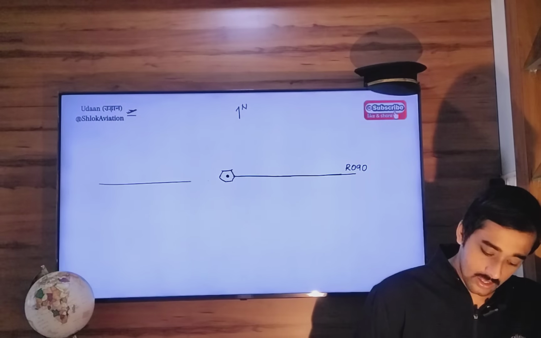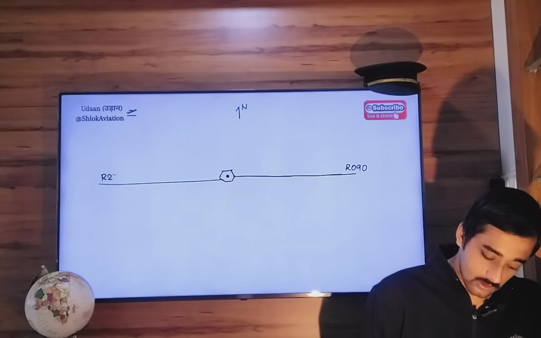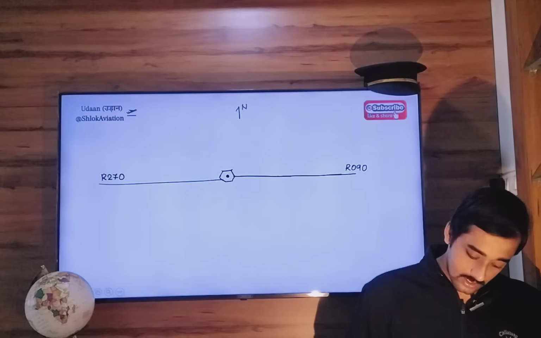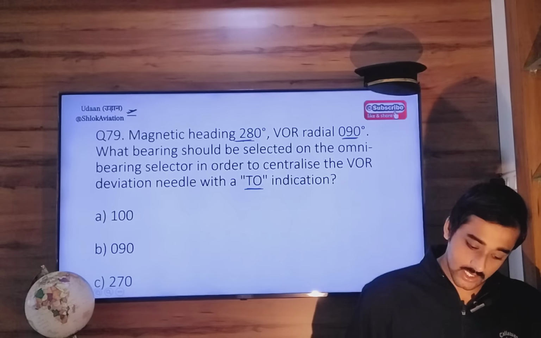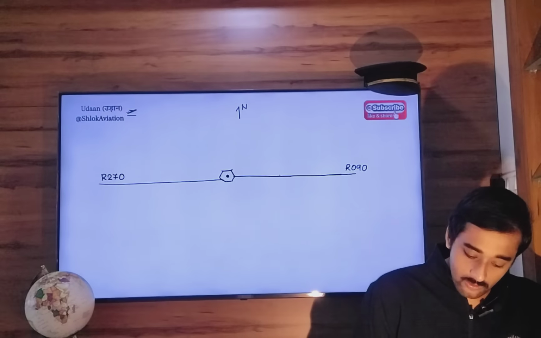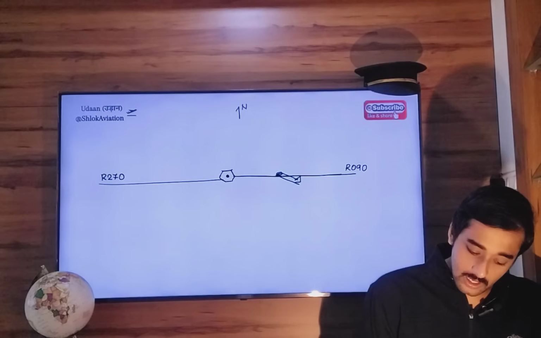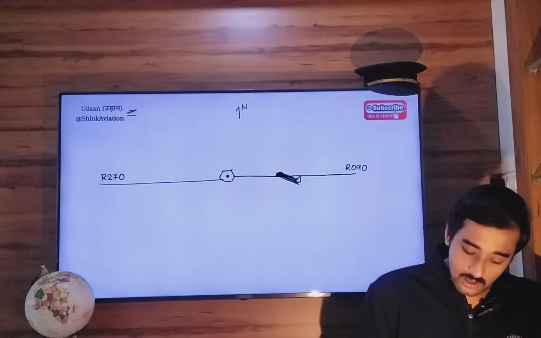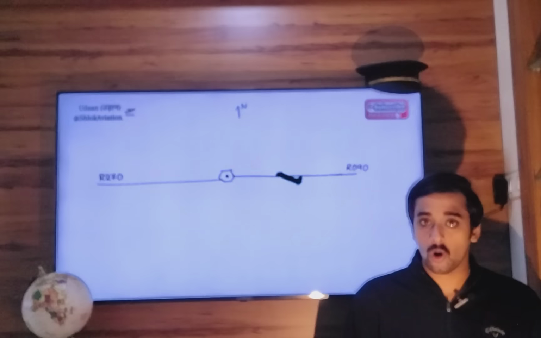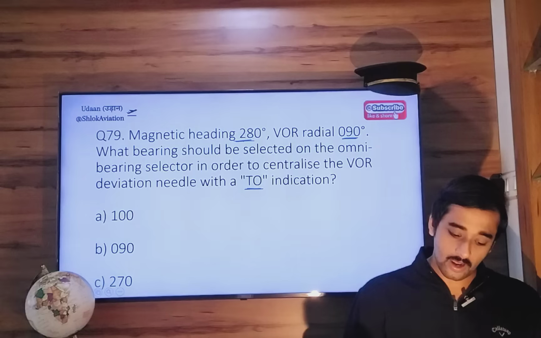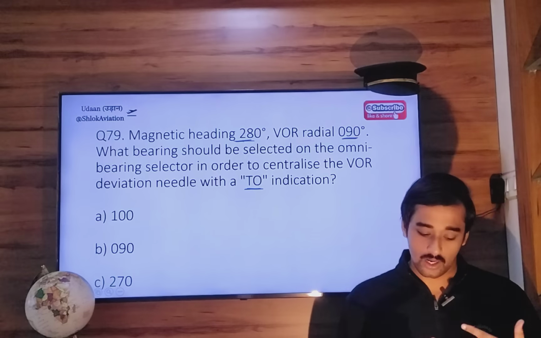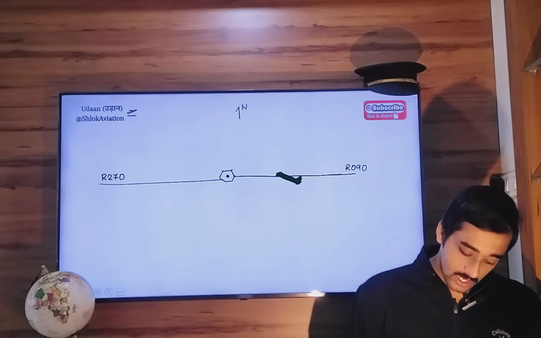We have radial 270. Now your aircraft is on radial 090 but with a heading of 280, something like this. Its position is on radial 090 but heading is 280. Now heading is irrelevant to your VOR operations. Now we want to find an OBS selection that will give us a TO indication. So there are 2 possible OBS selections right now.